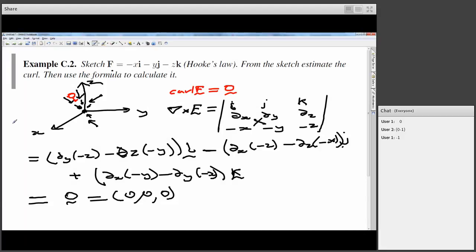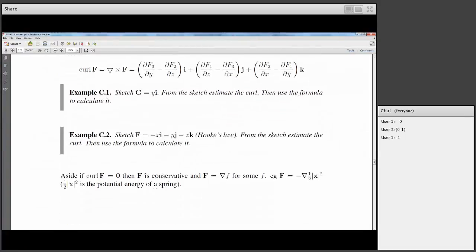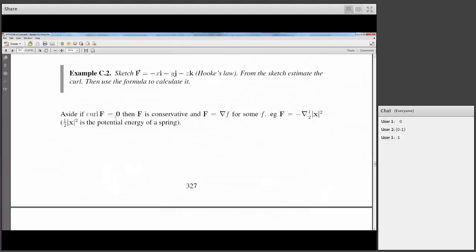Just something special: if the curl is 0 everywhere, if the curl is identically 0, then that tells you that F is a conservative vector field. This is what you use in 3D in general. Remember from last week that this means it can be written as the gradient vector of some function. In this particular case, this is Hooke's law, capital F can be written as minus the gradient of half the length of the vector squared.